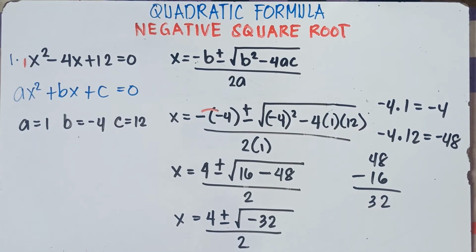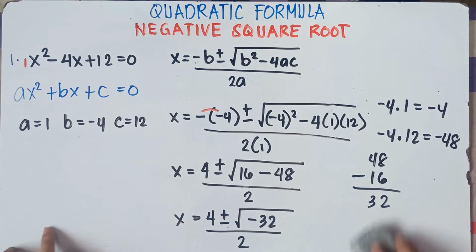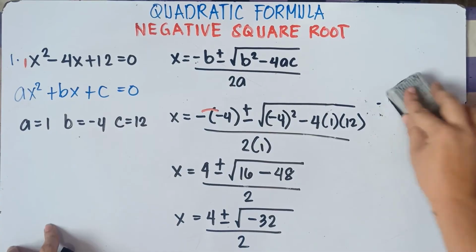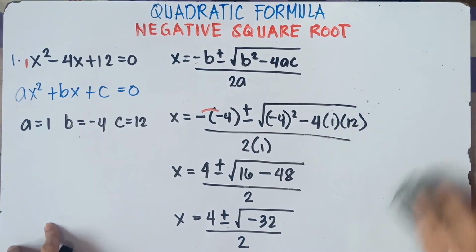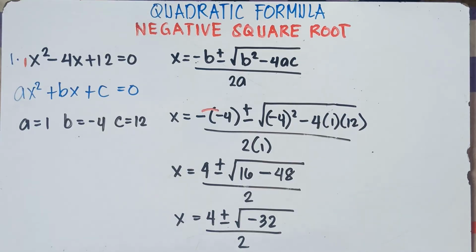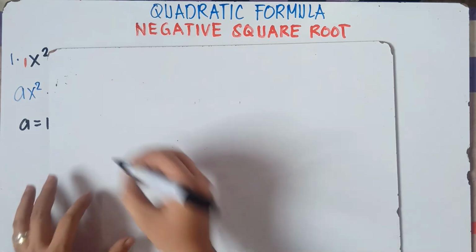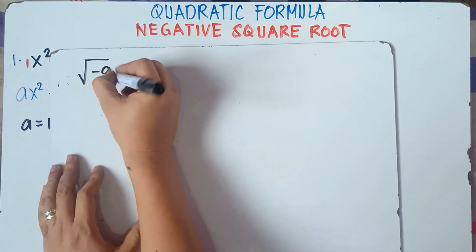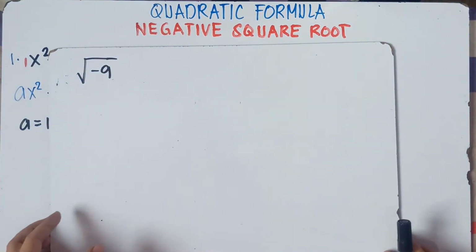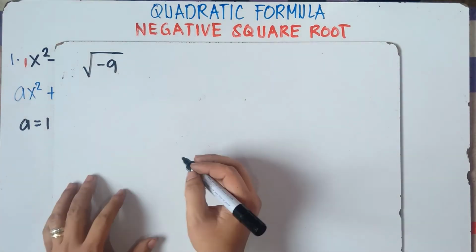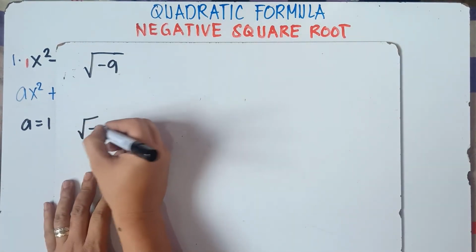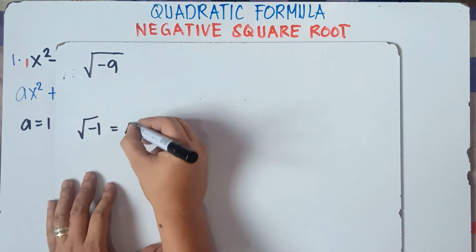Alright, so we have a negative square root. Now what would we do, sir, if we have a negative square root? If you have a negative square root, class, we will be using an imaginary number. Let me give you an example, class. If you have the square root of negative 9, how will you simplify this one? Always remember, class, that the square root of negative 1 is equal to i.